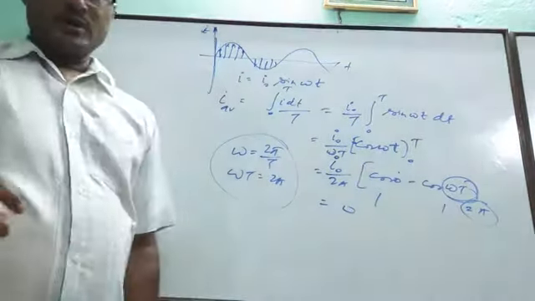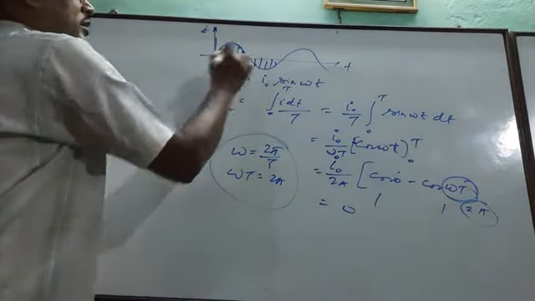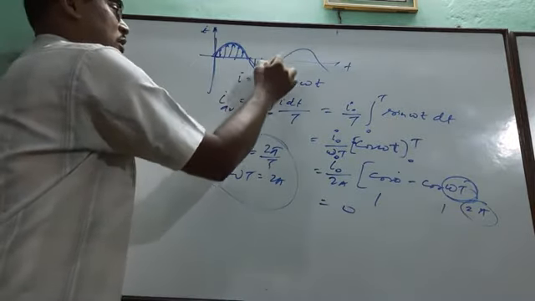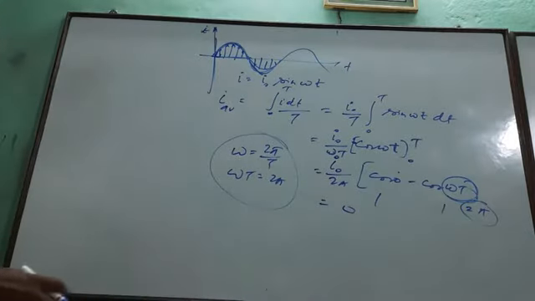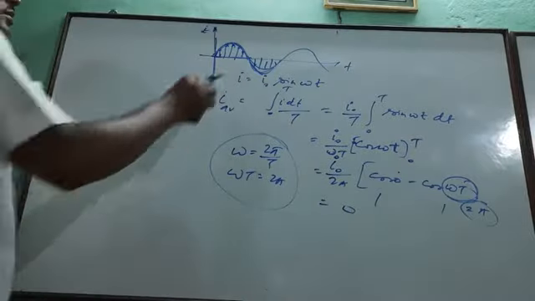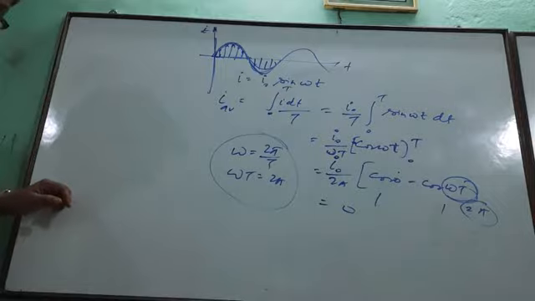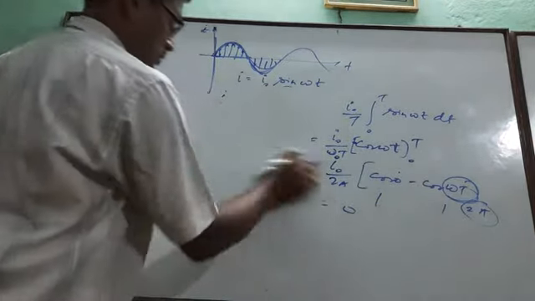0. But we can find out the average value in half time, because here there is no negative, only positive, or this side only negative. So in half time period, what is the average value? In full time period, the average value is 0, because we are getting equal amounts of positive and negative current. Now we can find out the average value for half time period.